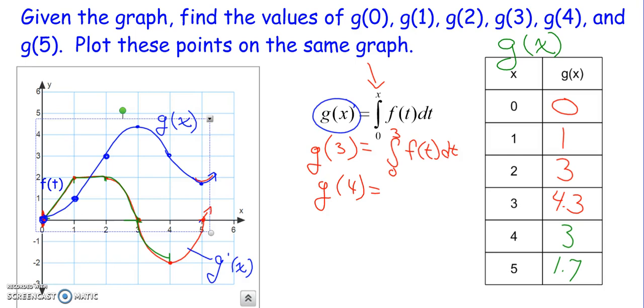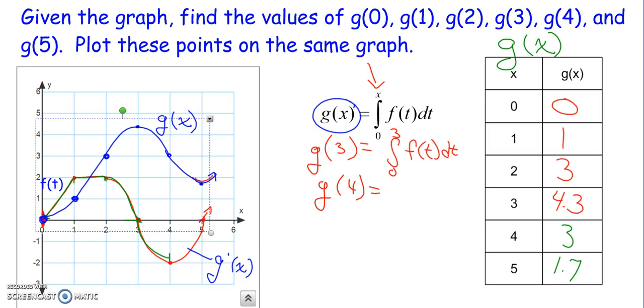How are they related? F of t is the derivative of g of x. Well said. F of t is the derivative of g of x. There are two parts to the fundamental theorem of calculus. That's part one. Do we have any questions on this slide?